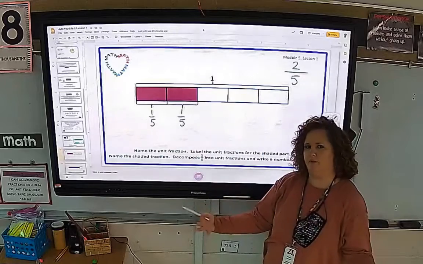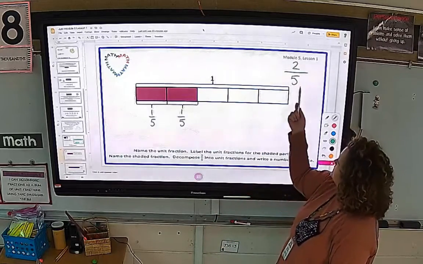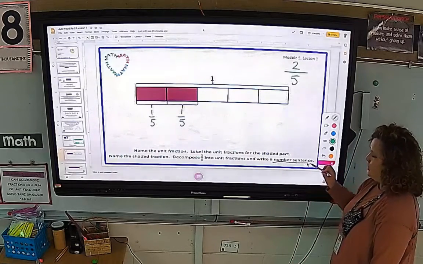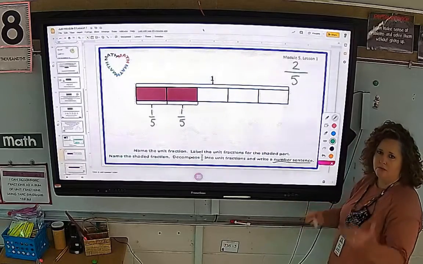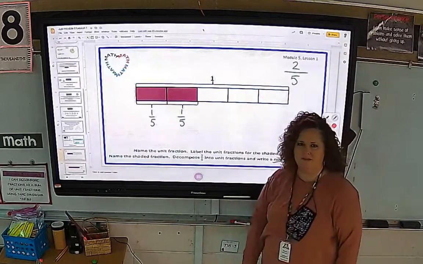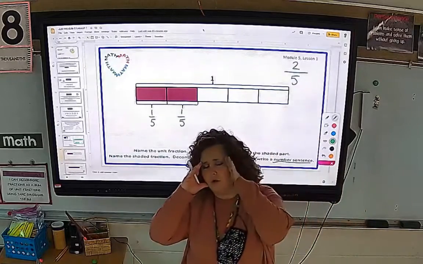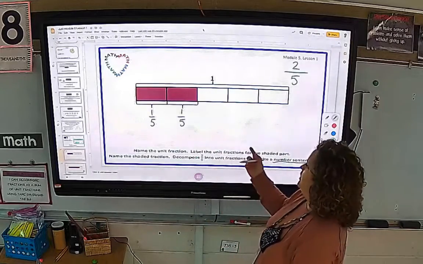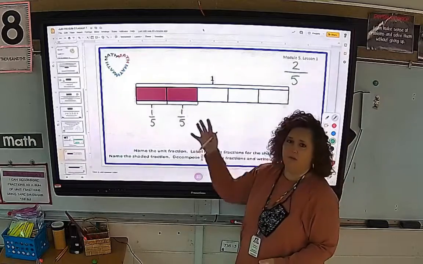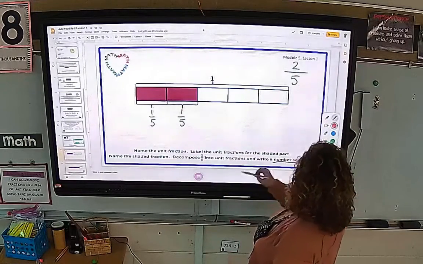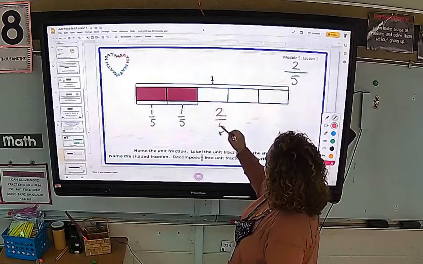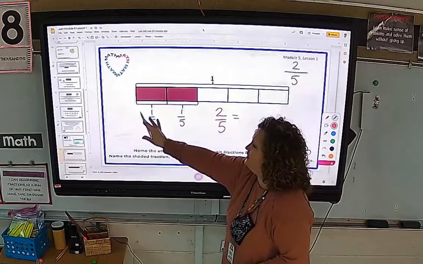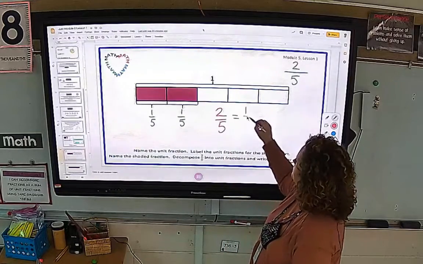Decompose. All right, we're just going to break it apart. Decompose 2/5 into unit fractions and write a number sentence. This time we only need a number sentence. Sometimes we also are going to make a number bond. What does that mean? That sounds so complicated. It sounds so hard. What do I do? All you're doing is writing a math problem to show that this is equal to these parts. Okay? Not complicated at all. We've got 2/5, right? That's how much we have. That is equal to 1/5 plus 1/5. Okay?